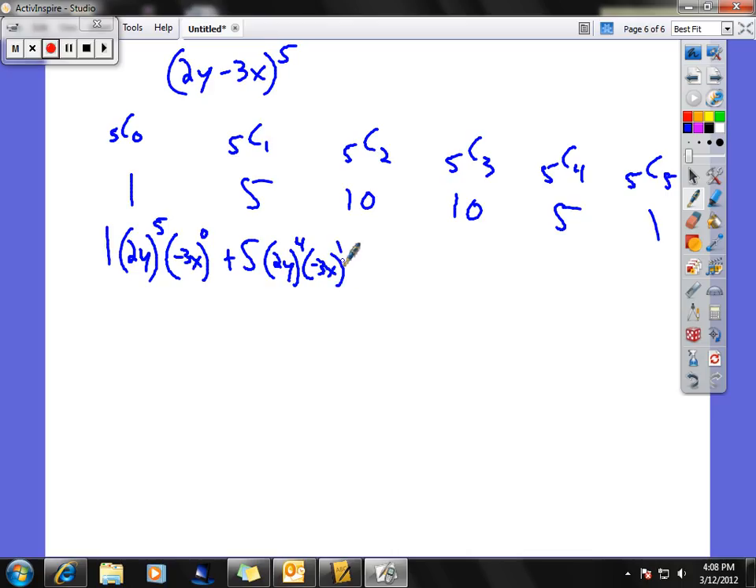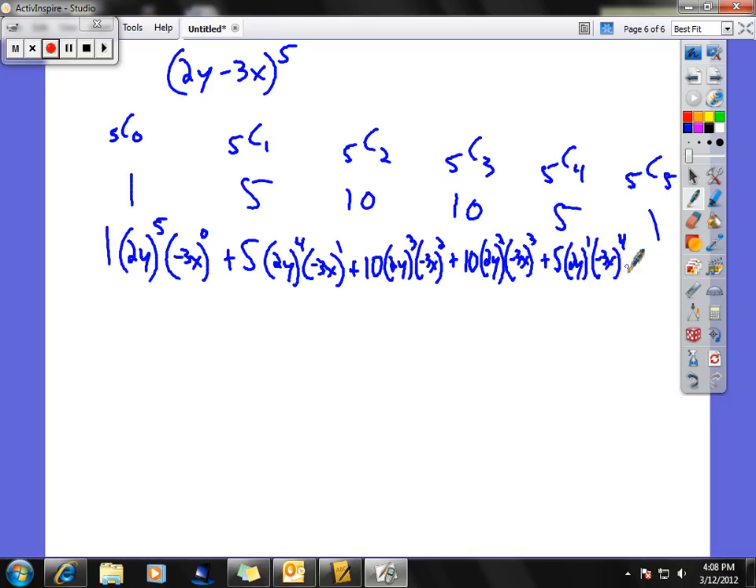And then I have my 10 and 2y cubed, negative 3x squared. And then I have my next 10 with 2y squared, negative 3x cubed. And then I have my 5 with 2y to the 1 and negative 3x to the 4th. And then I have my last one with 2y to the 0, so I'm not going to even write it there, negative 3x to the 5th. And then I just want to simplify that.